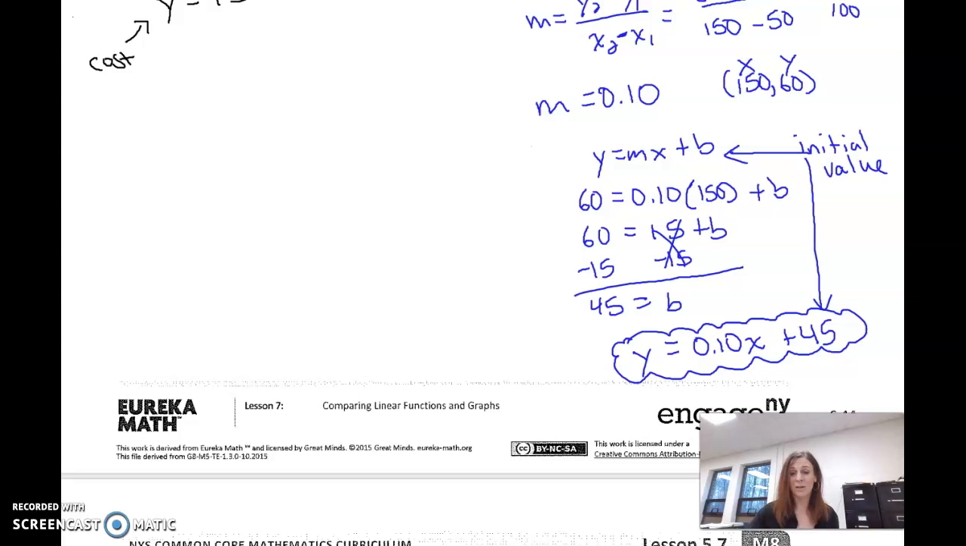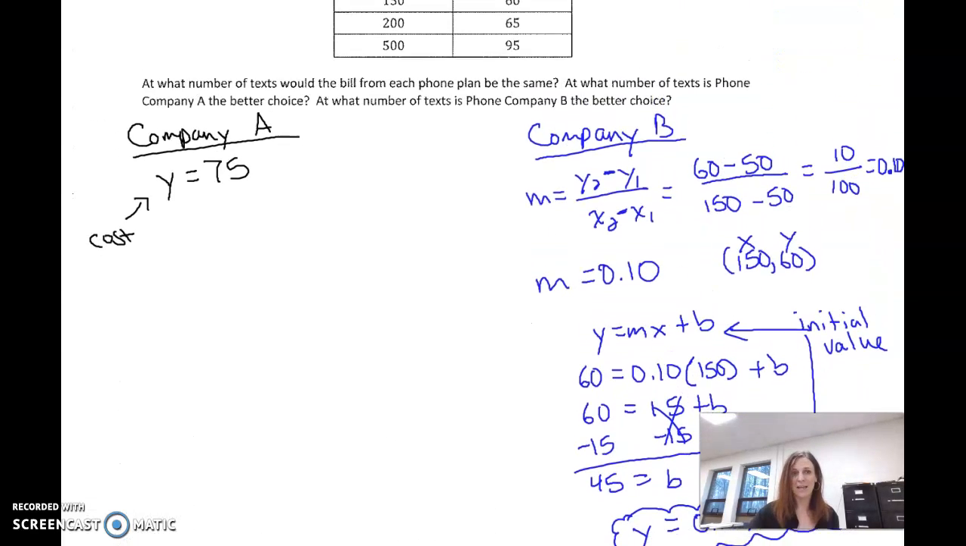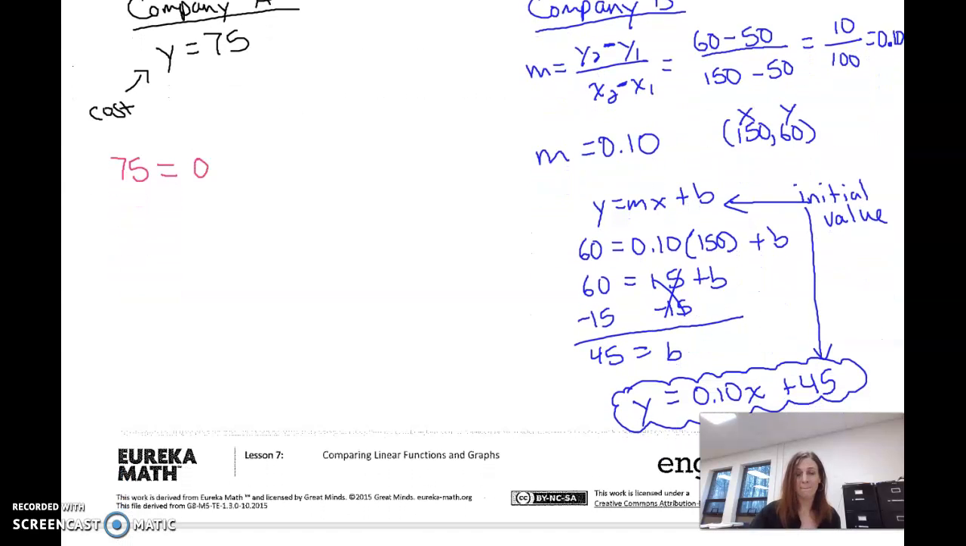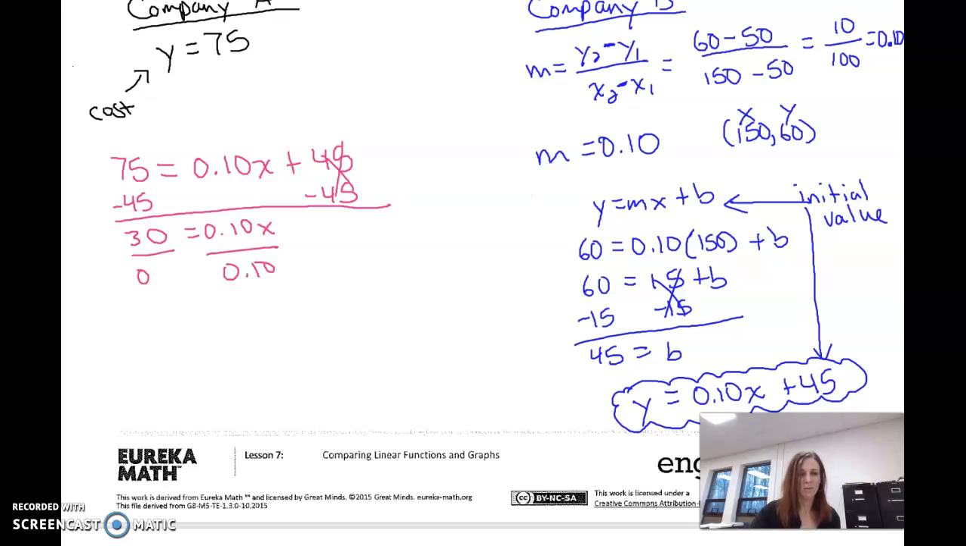We have this equation here now, and now we can go up here, and it says, at what number of texts will the bill be the same? At what number of texts are these two going to equal each other? Is company A going to equal company B? Solve the equation. So I'm solving for x. I'm going to get rid of the 45 by subtracting 45 from each side. That's 30 equals 0.10x. Divide both sides by 0.10. And I'm going to switch around here and we get x equals 300.